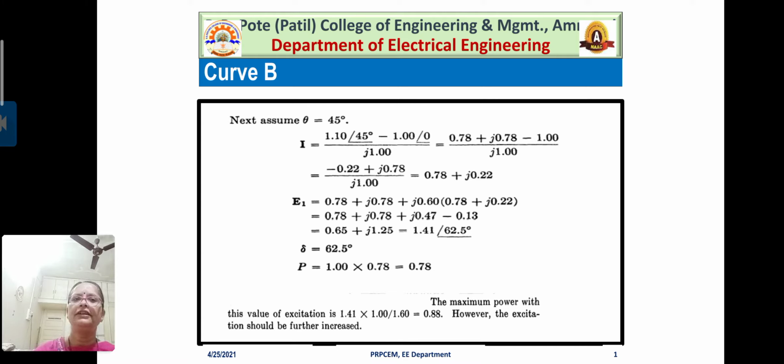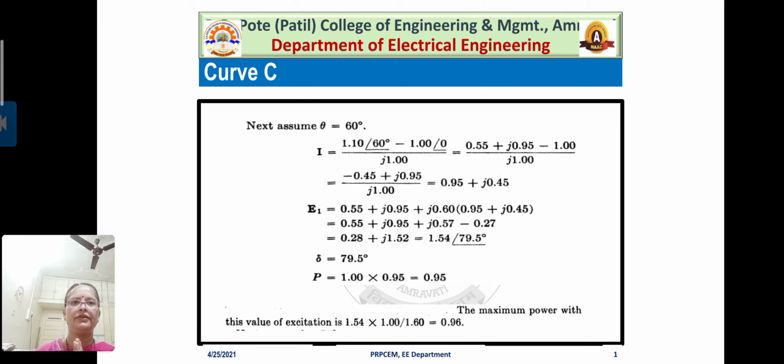However, if I still want to increase the power transfer, what do I do? Excitation should be further increased. Increasing excitation, let us observe curve C. Previous P max was 0.88. Now for curve C, theta is assumed to be 60 degrees. Now a similar procedure you have to carry on.